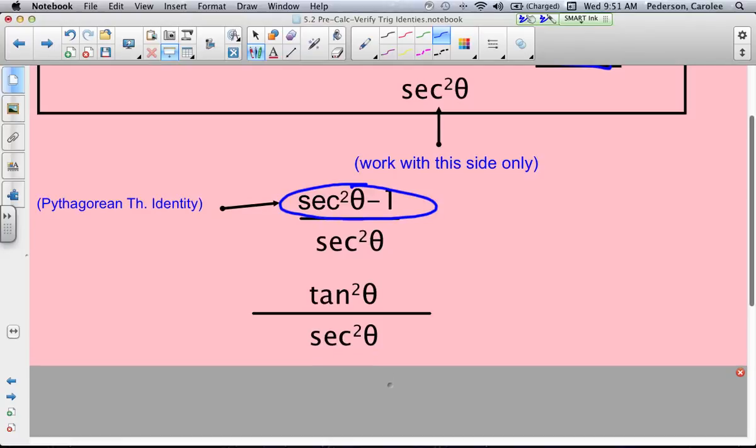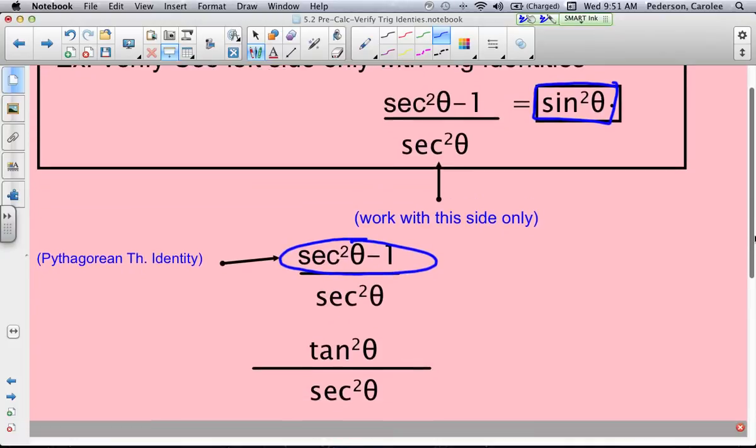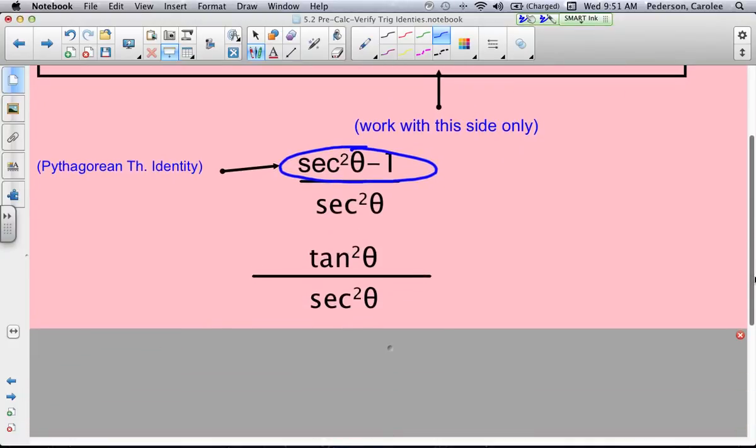So now my equation looks like this. Now, where might I want to go next? Very good. You may want to convert things to all sines and cosines, because in the end, I want my answer to have a sine squared of theta in it. So how can I convert tangent squared into sines and cosines? Very good, sine squared over cosine squared.